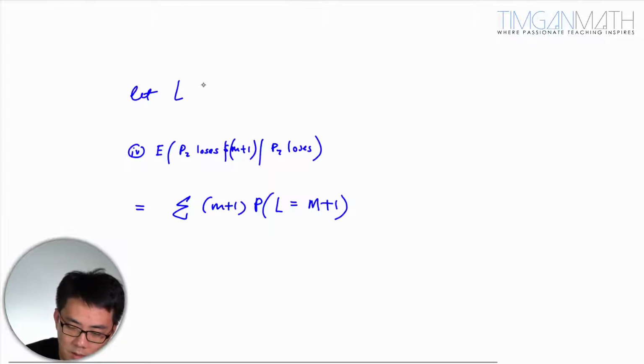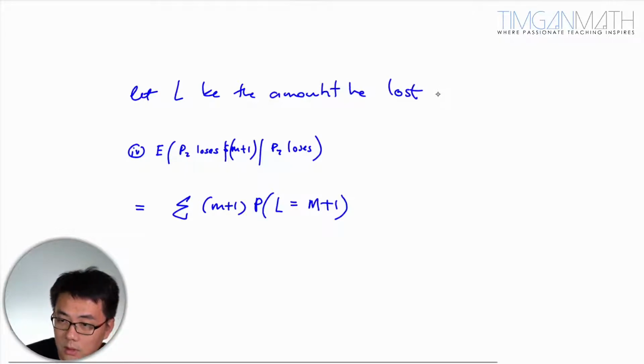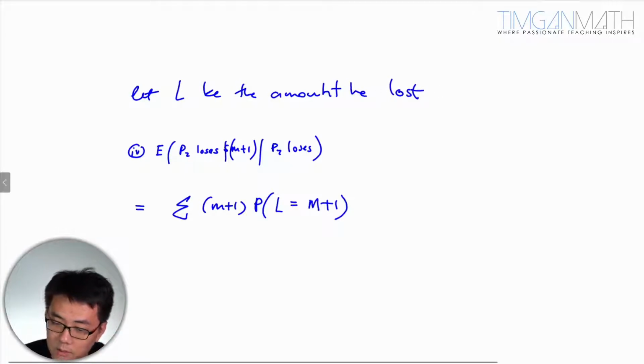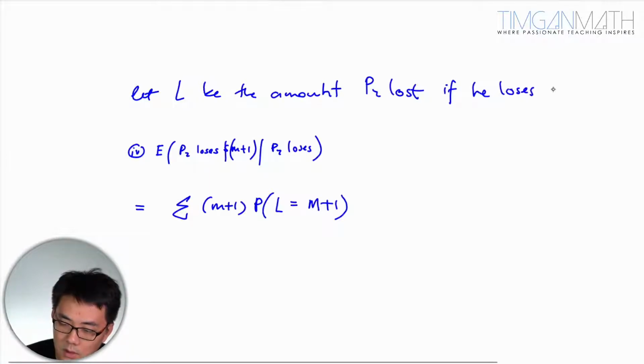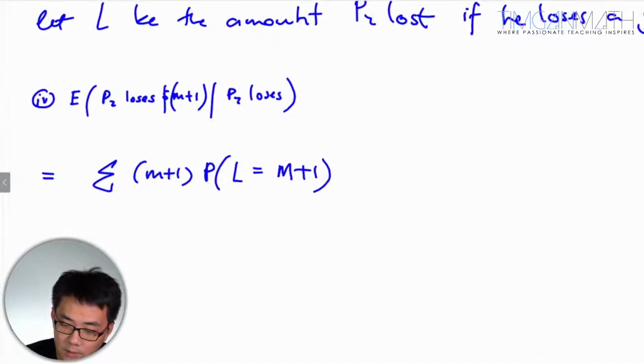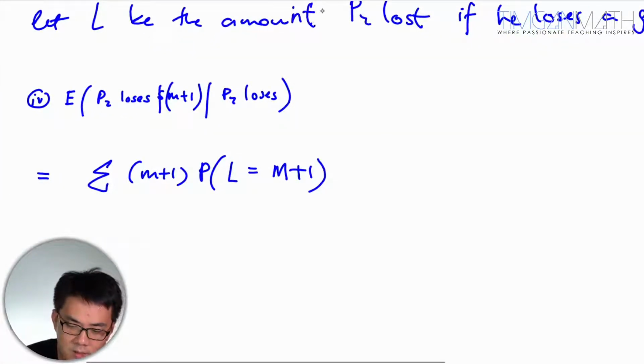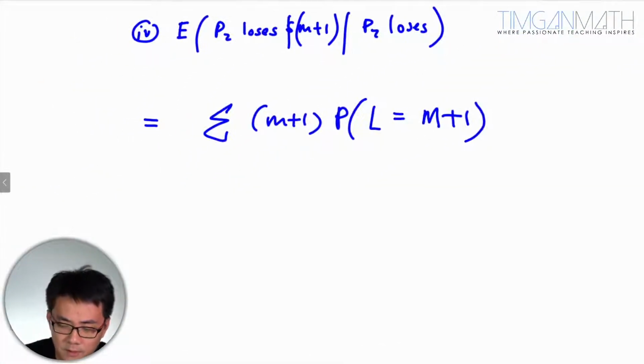Let L be the amount he lost in a game. P2 loses if he loses a game. Okay, so this is the amount he lost. This is a bit confusing, but I'll just try and explain this part here.